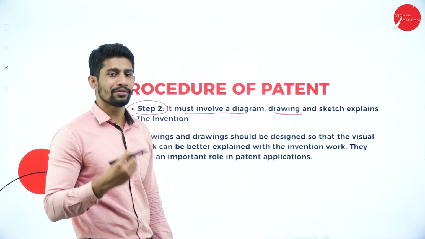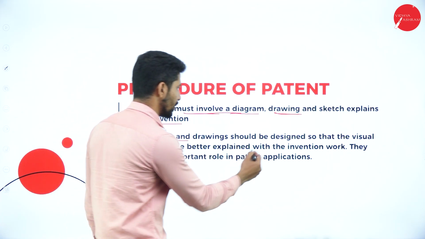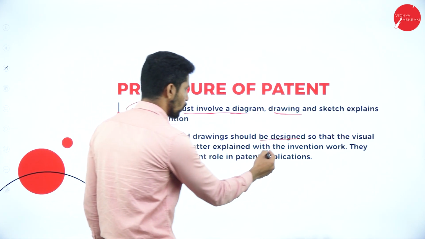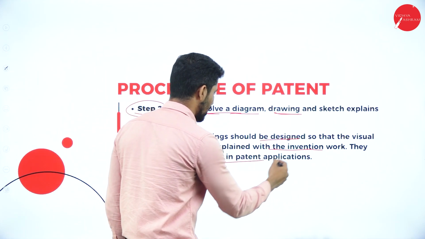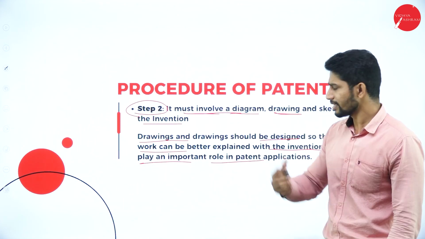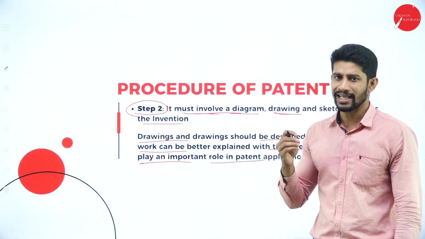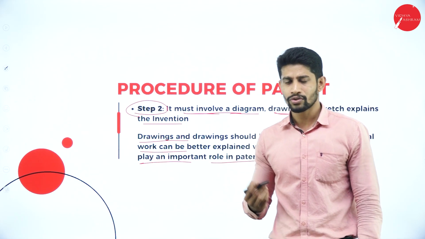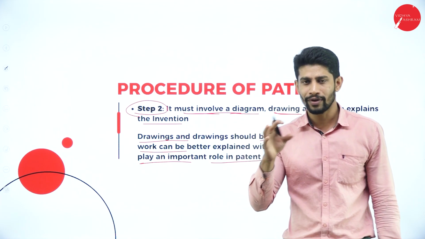About all this you are going to give the information, and the diagrams and drawings should be designed so that the visual work can better explain the invention work. They play an important role in a patent application. The drawings, sketches, and diagrams you give must be effective. If the design is good and visually good, it is going to be very effective in getting a patent for your invention.